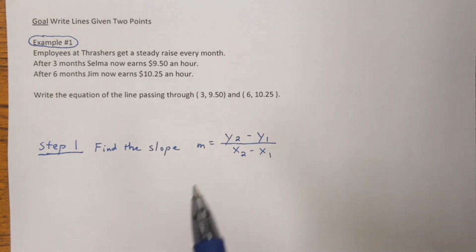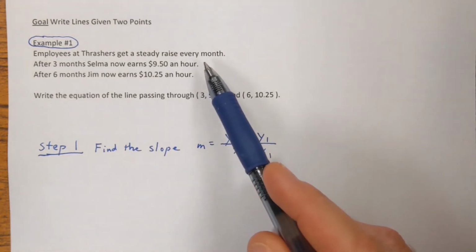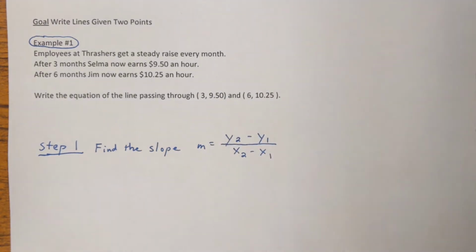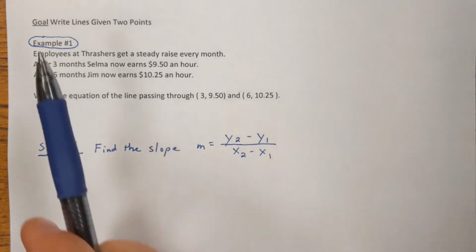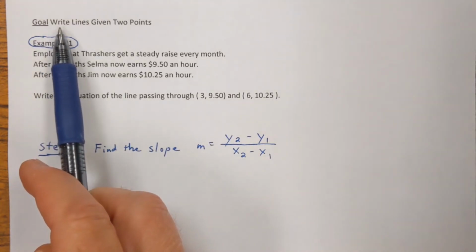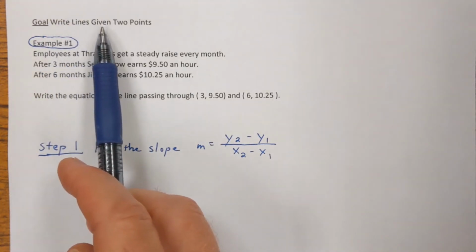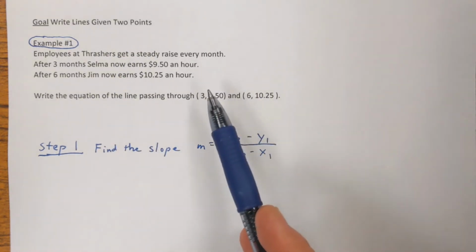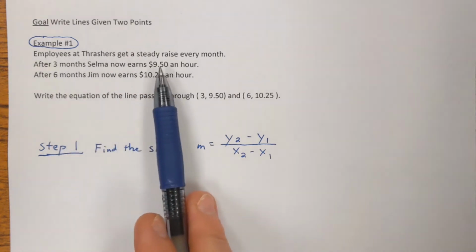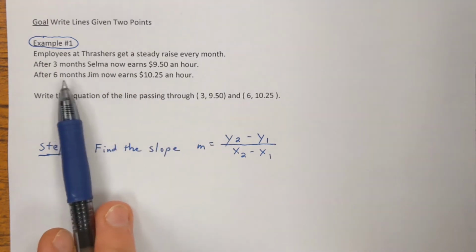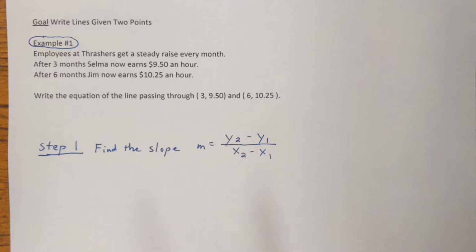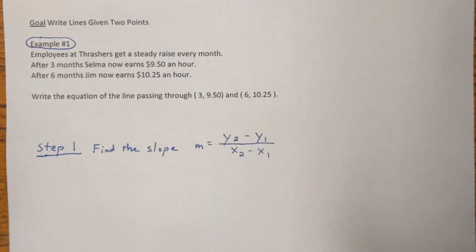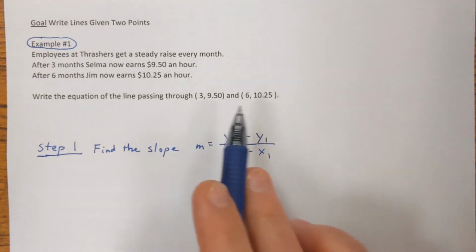So to really be able to analyze this same situation here with our friends Selma and Jim, you need to learn a very important skill in Algebra 2. The goal for today is we are going to be able to write a line whenever we're given two of its points. So we have the same word problem here. Selma after 3 months is making $9.50 an hour. Jim after 6 months is making $10.25 an hour. Here we've written these as points. We're going to write the equation of the line that passes through these 2 points.